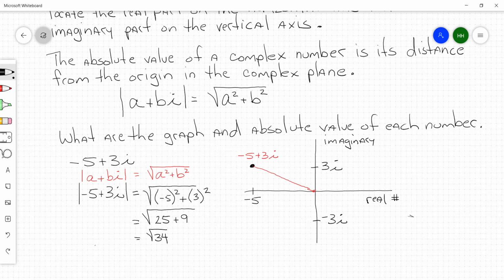All right, so here is the graph. What are the graph and absolute value? Well, there's your graph, and here's your absolute value of negative 5 plus 3i.